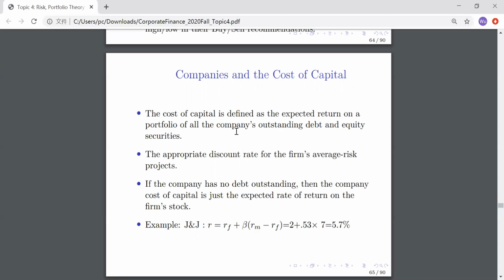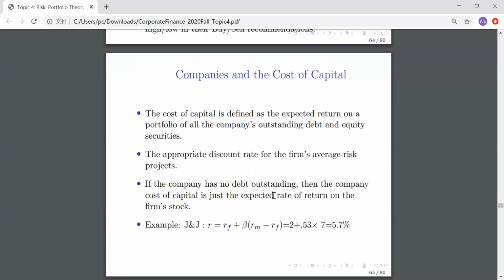Basically, in general, cost of capital is defined as the expected return on a portfolio of all the company's outstanding debt and equity securities, right? So then the appropriate discount rate is the one we get from the expected return. So it is the discount rate also for the firm's average risk projects. Now, if the company has no debt at all, then cost of equity will be just equal to cost of capital, which is the expected rate of return on the firm's stock, right?